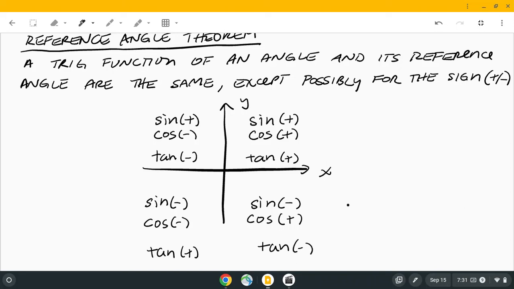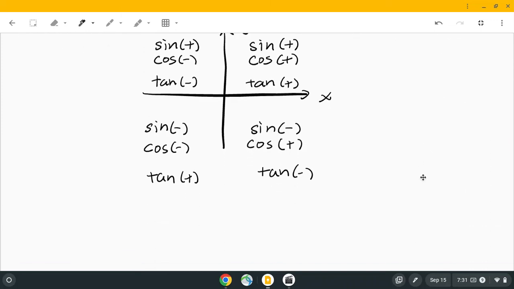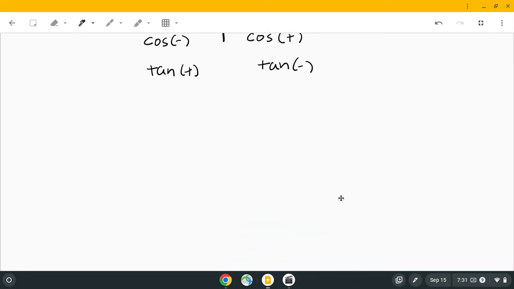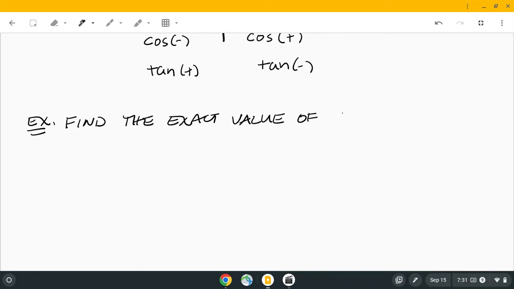All right, so let's take a look at actually evaluating some of these non-acute angles now. Okay, now that we know how to find reference angles, and now that we know the signs of the trig functions, sign meaning positive, negative. Okay. All right, so let's do these. Find the exact value of sine of 240 degrees.